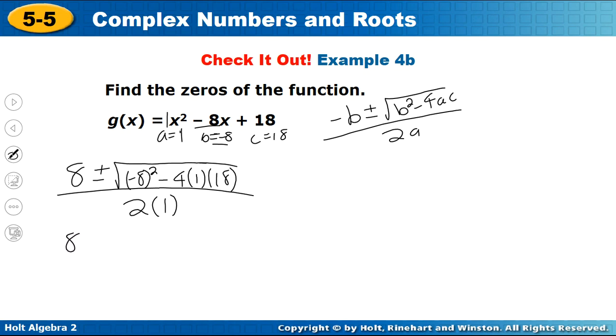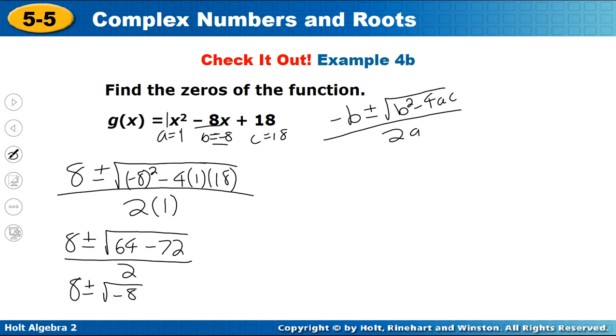So if I start simplifying, let me focus my attention on the inside of the square root. Negative 8 squared is a positive 64, minus 4 times 1 times 18. So 4 times 18, 72. So minus 72, all divided by 2. Again, so 64 minus 72, let's go ahead and simplify this in there. 64 minus 72 is negative 8 over 2 here.